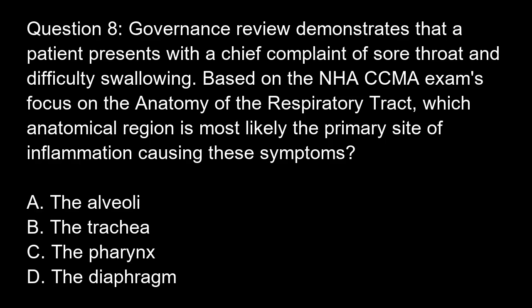Question 8. Governance review demonstrates that a patient presents with a chief complaint of sore throat and difficulty swallowing. Based on the NHA CCMA exam's focus on the anatomy of the respiratory tract, which anatomical region is most likely the primary site of inflammation causing these symptoms? Option A, the alveoli. Option B, the trachea. Option C, the pharynx. Option D, the diaphragm.